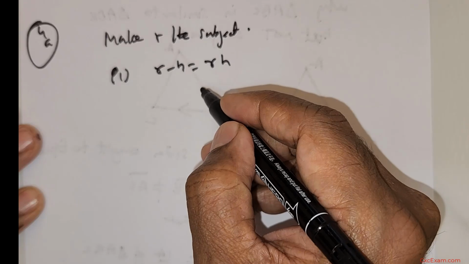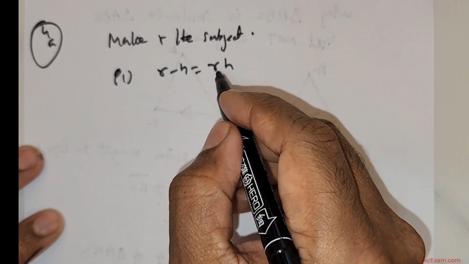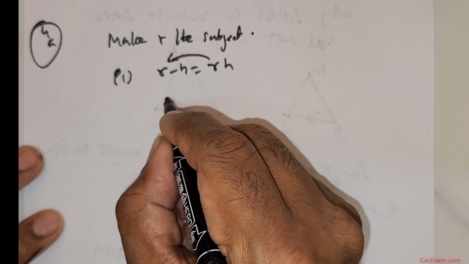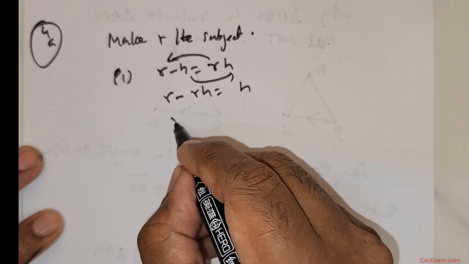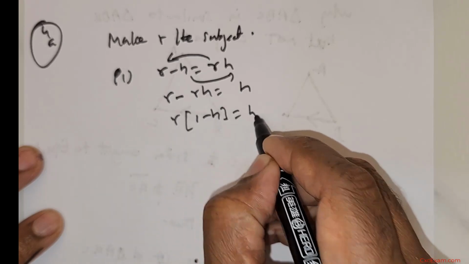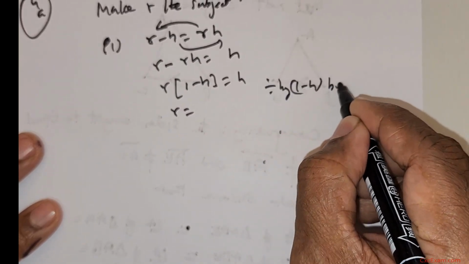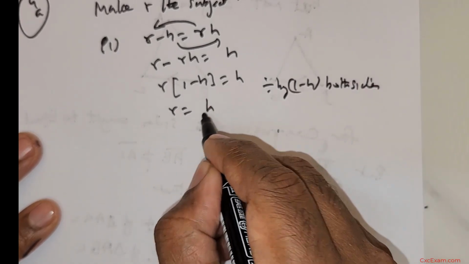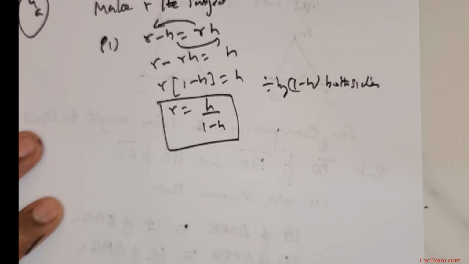So what I would do is I want to make the representation for R. So that would mean you bring this quantity to the left. So R minus Rh, and move this quantity, so that's going to be h there. Now you take R out, you get R times (1 minus h) is equal to h. So you divide by 1 minus h both sides. So what do you get? This is going to be h over 1 minus h, and that is the solution for this question.